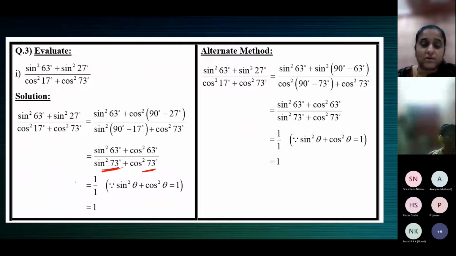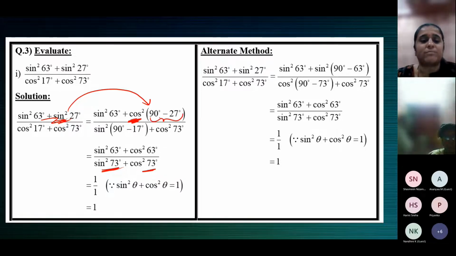That's about this one. Now, in the alternate method, what you see is, there are two things. Either apply the rule and then subtract, or first you show the difference. In this one, I've applied the rule first. I've changed the sine square to cos square. Then I have a difference here.